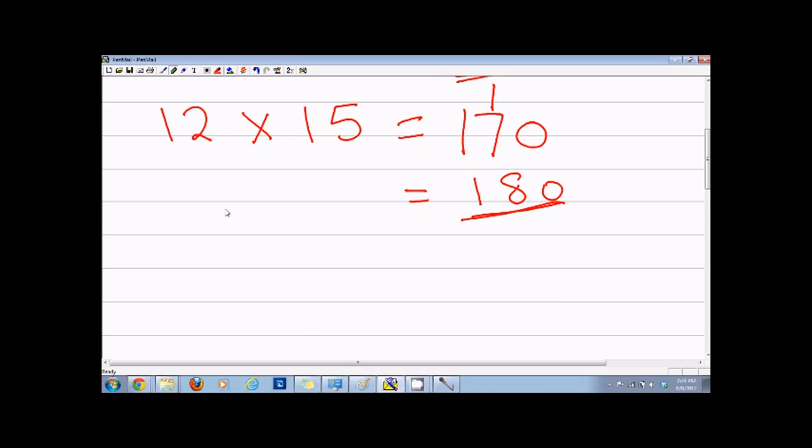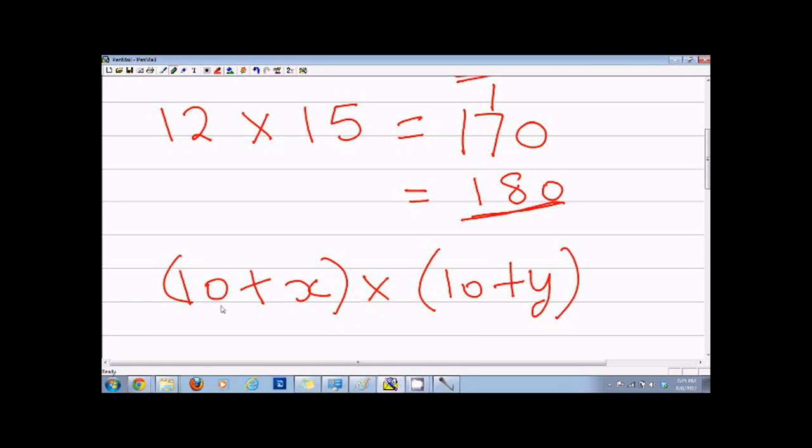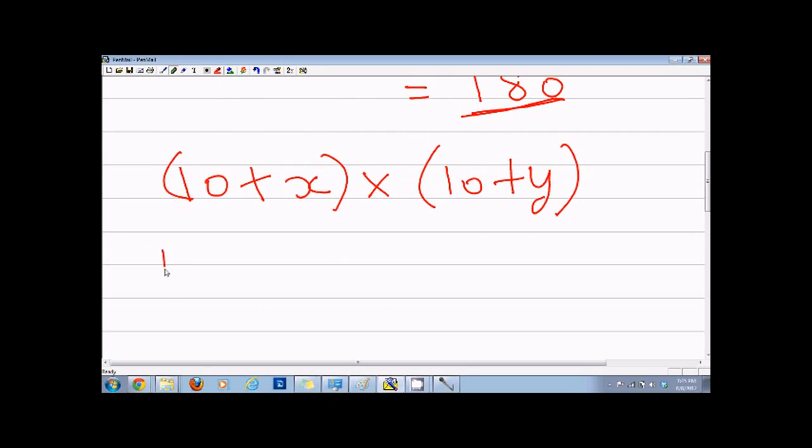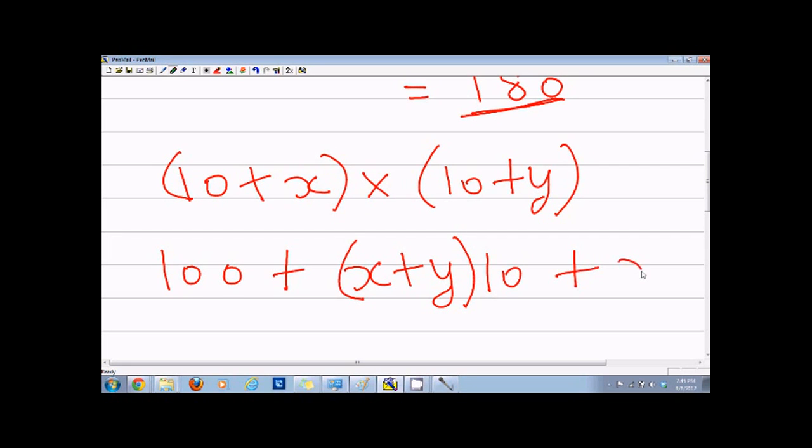Now let's go to the proof. I'm not doing any magic here, there is a simple mathematical proof for it. For example, if I have to multiply two-digit numbers like 10 plus x by 10 plus y, if you solve this, what you will get is 100 plus (x plus y), and this x plus y will be multiplied by 10, and then we have x into y.